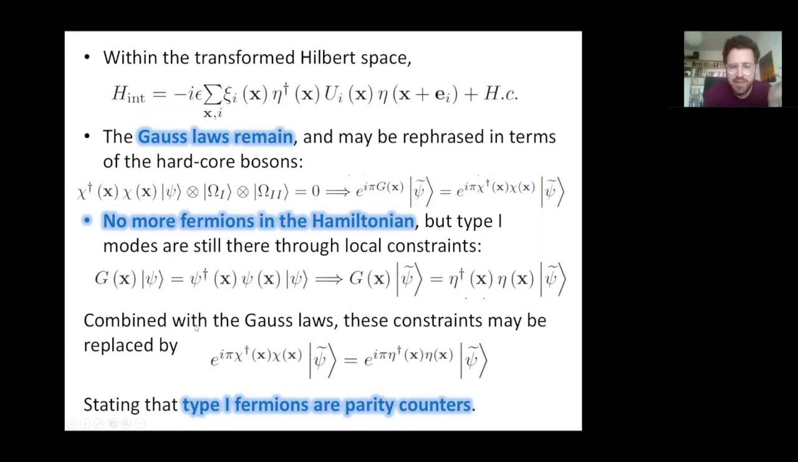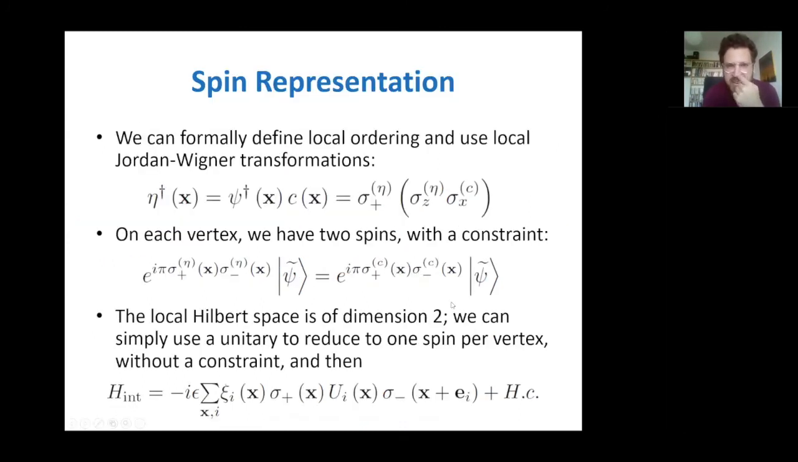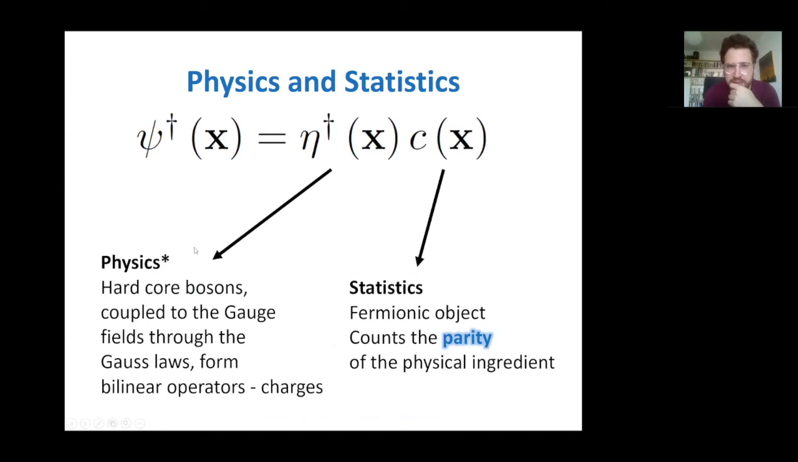So this means that these auxiliary fermions on the vertex just count the parity. Then, in a sort of superficial way, if we look at this expansion of psi dagger equals eta dagger C, we can think of eta dagger as the thing that covers the physics. These are hardcore bosons. They are the ones coupled to the gauge fields. They appear in the physical conservation laws, the Gauss laws. And all the charges, the bilinear operators, are constructed out of them. The C's factor out. The C operators only count the statistics. They only have to do with the statistics. They count the parity of the physical ingredient eta.